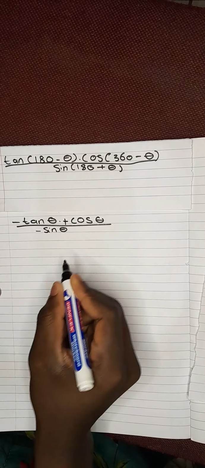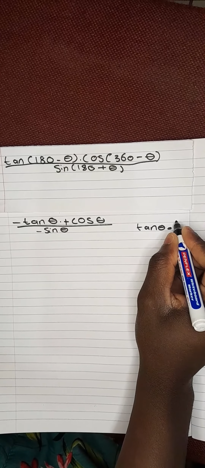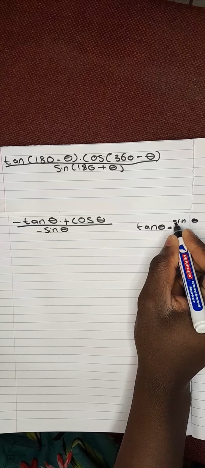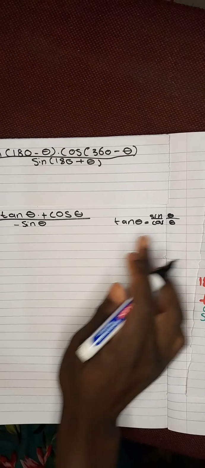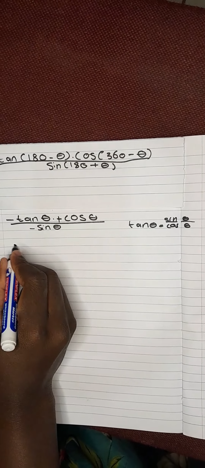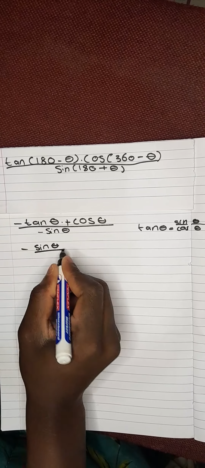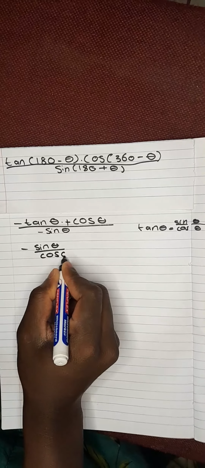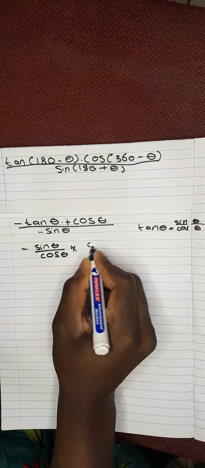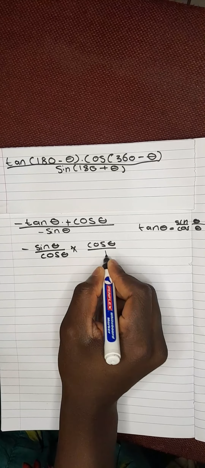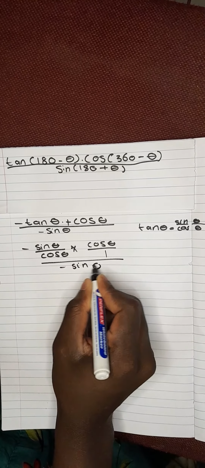Sharp. We know that tan theta is equal to sine theta over cos theta. Let us take this and substitute here. We're going to have negative sine theta divided by cos theta, multiplied by cos theta over 1, all divided by negative sine theta.